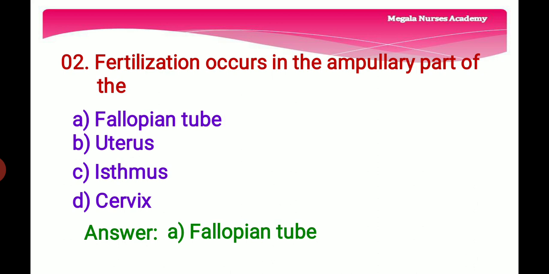So the right answer is option A, fallopian tube, because ampulla is the widest section of the uterine tube. Fertilization usually occurs here. So the right answer is option A, fallopian tube. Fertilization occurs in the ampullary part of the fallopian tube.